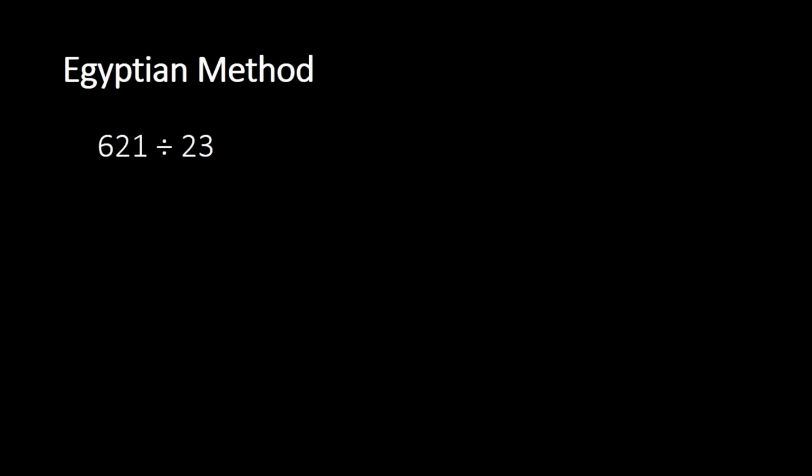Since we had an Egyptian method for multiplication, we must also have an Egyptian method for division. So the method is pretty similar. We'll take a look at an example, 621 divided by 23. Similar to the multiplication method, we'll write the numbers in separate columns. In this case, we'll start off with the right hand side instead of the left hand side. What we do is copy the number and keep on doubling it.